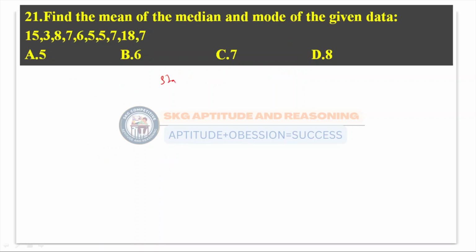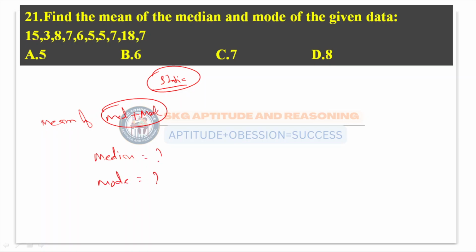So this comes under the statistics topic, or elementary statistics. We need to find the mean of median plus mode. In order to start this one, we need to find the median value and we need to find the mode value. After finding these two values, we need to find the average or mean of these two values. So let us try to find the median and mode values. First, we write the values in chronological order, or increasing order. 3, 5, 5, 6, 7, 7, 7, 8, 15, 18.